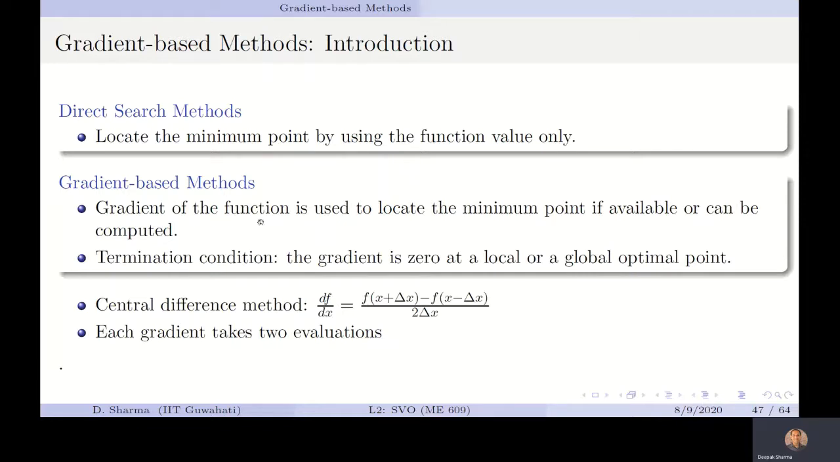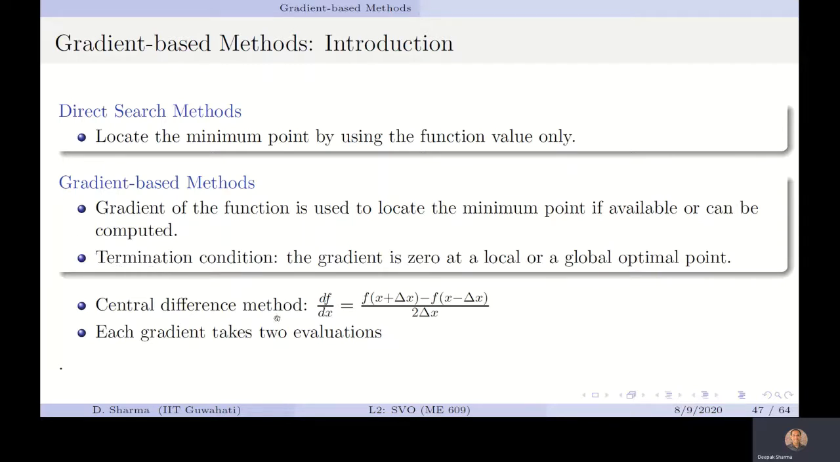So it can be the gradient of the function. Sometimes we need the double derivative of the function to locate the minimum point, if available. Generally, the termination condition for the gradient based method is that the gradient is 0 at the local or global optimum. This we can correlate with our optimality condition, that is the first necessary condition, that the derivative of the function should be 0. So when this condition is satisfied, the point is referred to as the optimum point, and that's why this becomes the termination condition for gradient based methods.